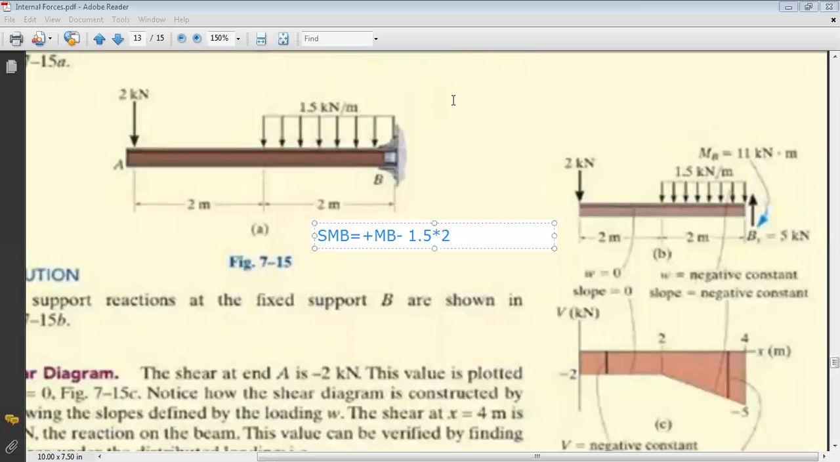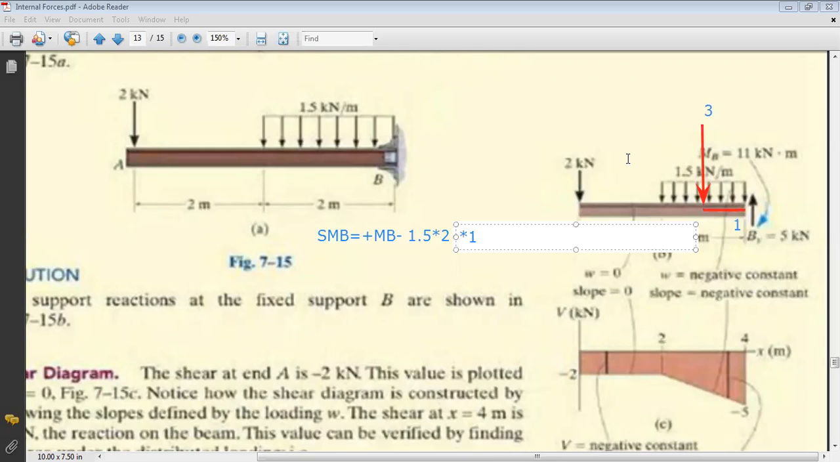because I replaced the distributed load by a force, and it should pass by which point? By the centroid. Okay, so this is my force replacing the distributed load. It's equal to 3, and it's located at 1 meter from B, because it should pass by the centroid. So this distance is 1. So I should multiply 3 by 1. So it's minus 1.5 times 2 times 1.